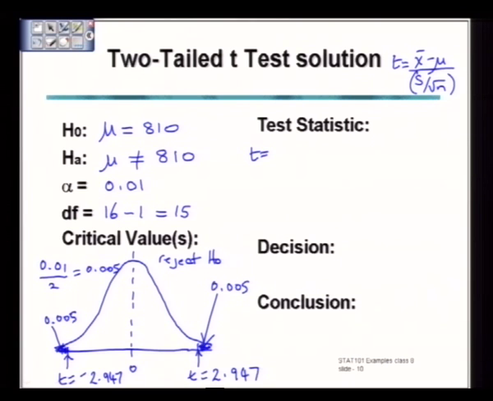So the formula here, using the information from this example: the sample mean is 807.64, which was in the problem on the previous slide. Our hypothesized population mean is 810, the number on the left there, and we're dividing by standard deviation 3.28 divided by the square root of sample size, which is 16.